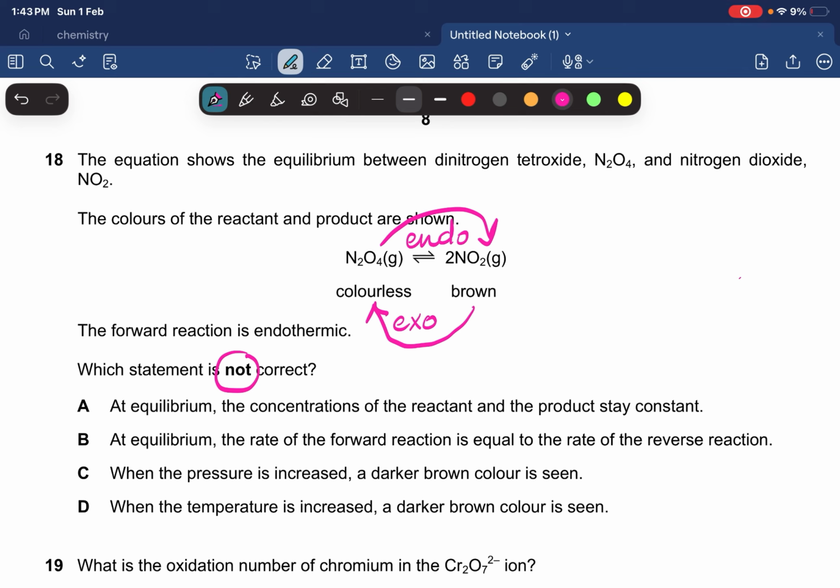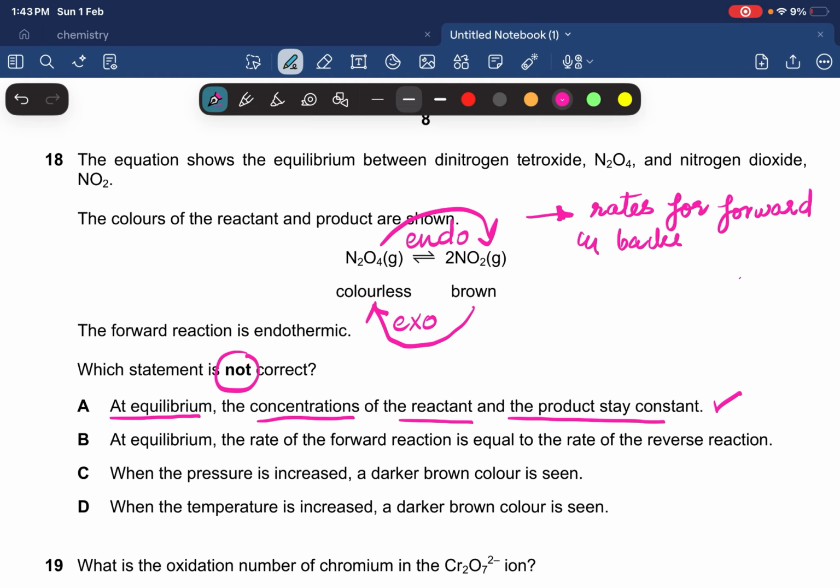At equilibrium, the concentrations of the reactant and the product stay constant. That is exactly what equilibrium says. There are two statements about equilibrium you got to remember. Statement number 1 about equilibrium is that the rates of forward and backward reactions are the same. And the second statement about equilibrium is that the concentration of your reactants and products stays constant or unchanged.